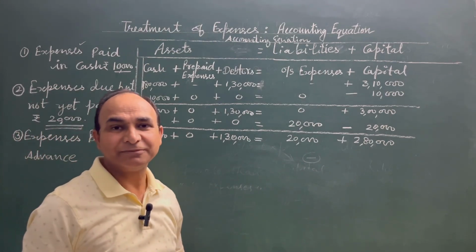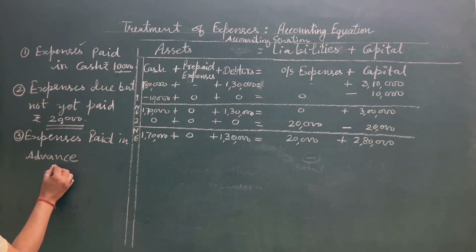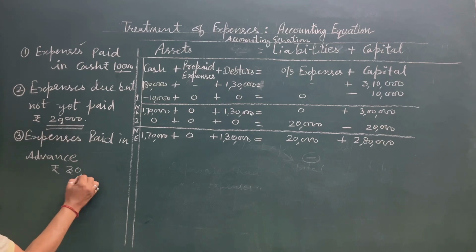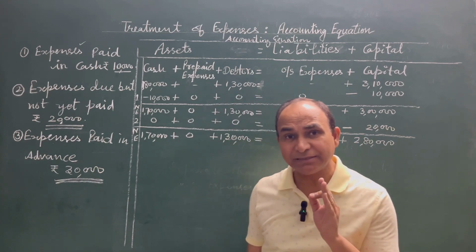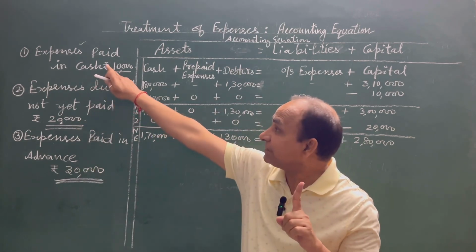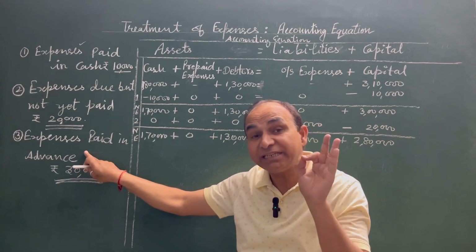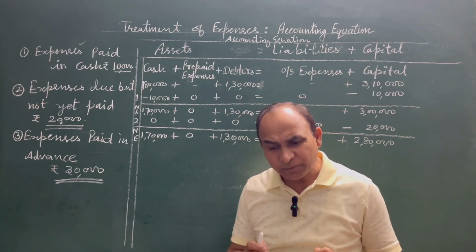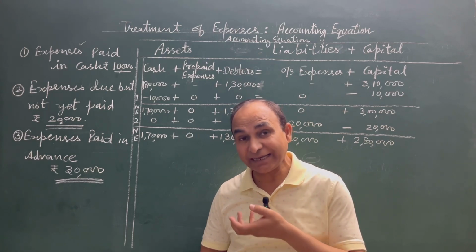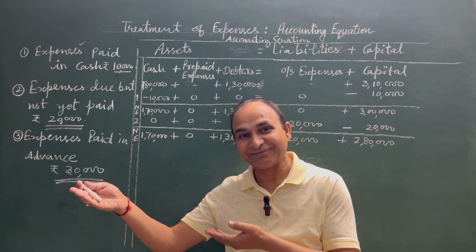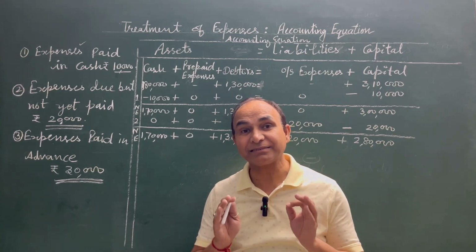Now coming to the third one. And the third one is expenses paid in advance, suppose rupees 30,000. See this. What is this expenses paid in advance? It is not just like the first one, expenses paid in cash. This is expenses paid in cash in advance. In advance means we have not taken the benefit of these expenses. Their benefit we will get in the next year or in future, say. It means this cannot be considered as a current year expense.